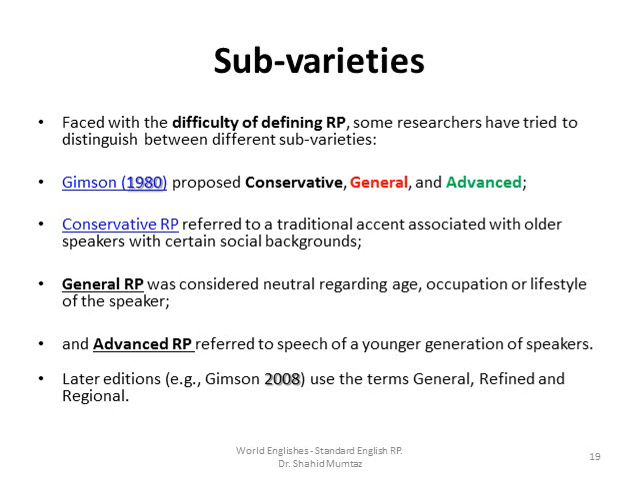So in a later edition, for example, Jameson in 2008, after 1980 when he divided it into conservative, general, and advanced, in 2008 he used the terms general, refined, and regional. He changed these names: general, refined, and regional. So you can find details about this. You are scholars as well, of course.